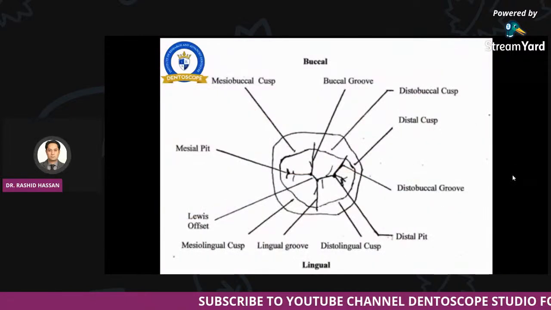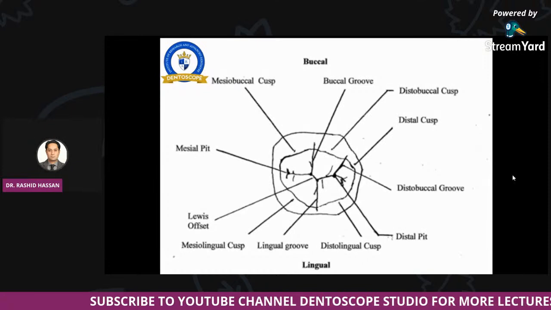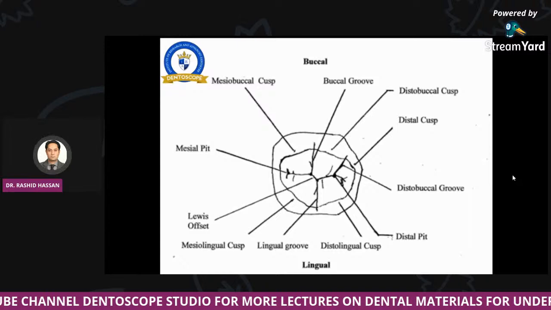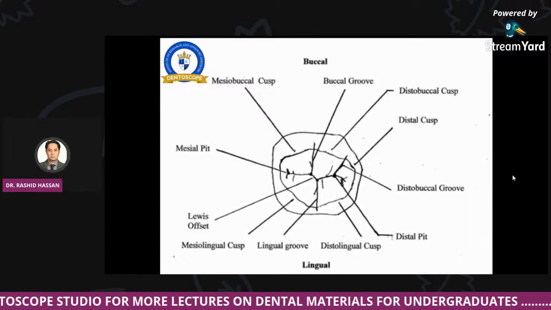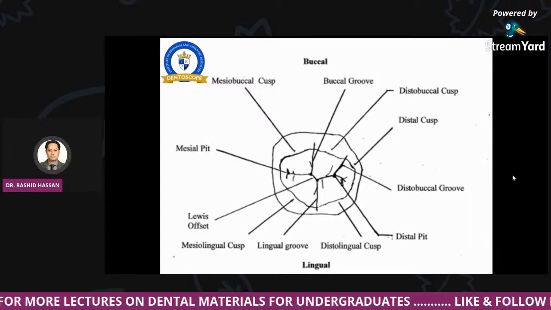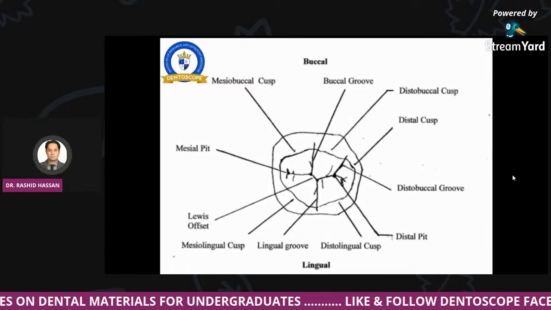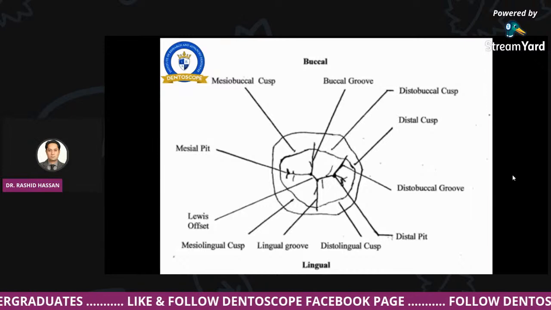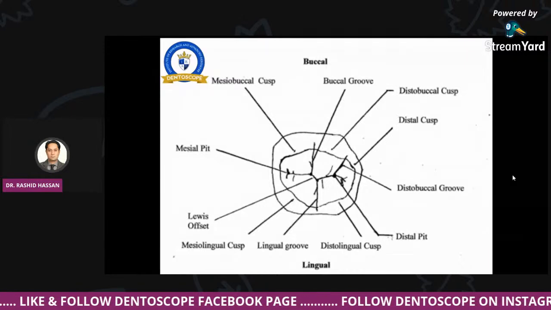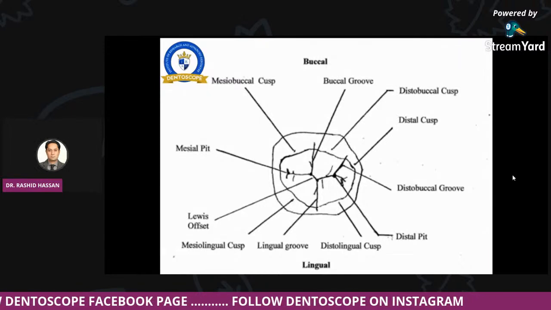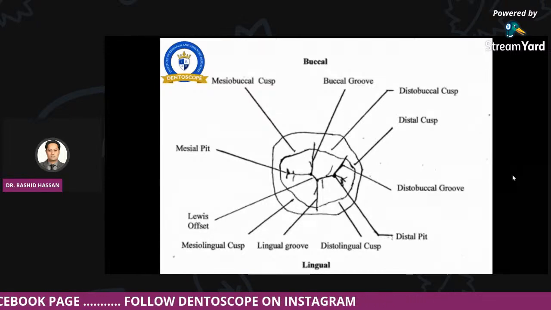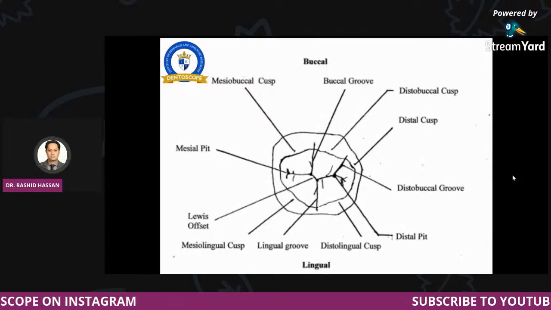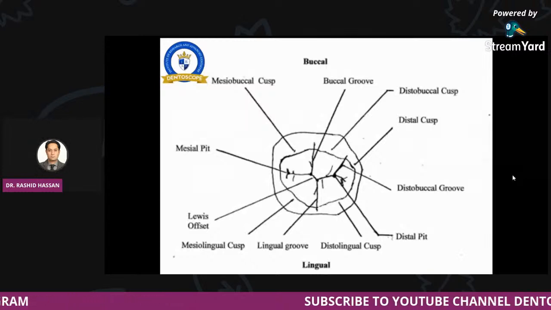This is the anatomy of the tooth. Different cusps, grooves, everything is mentioned here, because in the next coming slide I'm going to discuss different classes of cavities, so that when we talk about dental composites, it's easier for you to understand where a specific type of dental composite can be applied for better results.